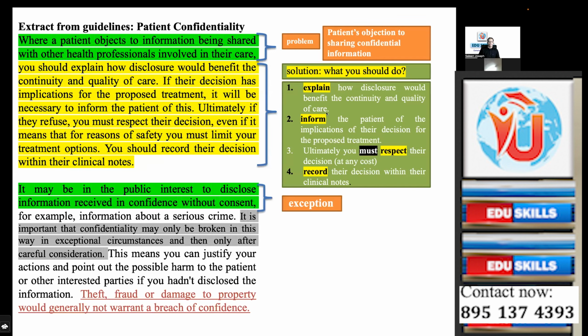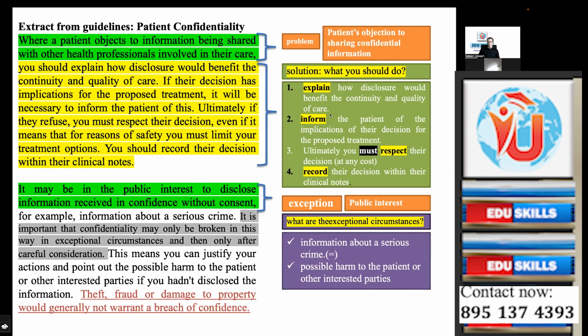Next paragraph, first sentence gives an exception. Public interest is the exception. Then you have, for example, the situations, details, information about a serious crime. Actually, only one is given there for you to understand. I have put it into 4 topics. It means information about serious crime can be disclosed without patient's consent if there is a possible harm to the patient or other interested parties in exceptional circumstances.